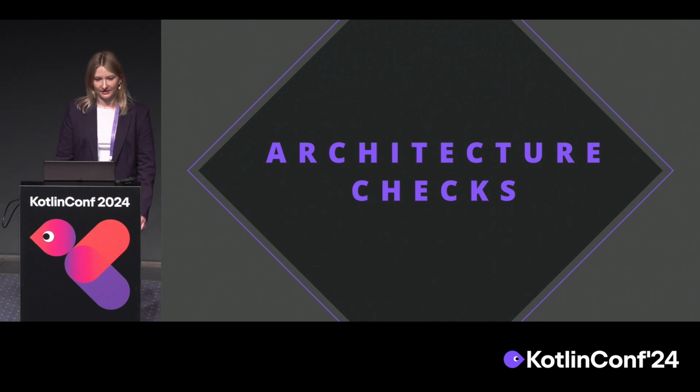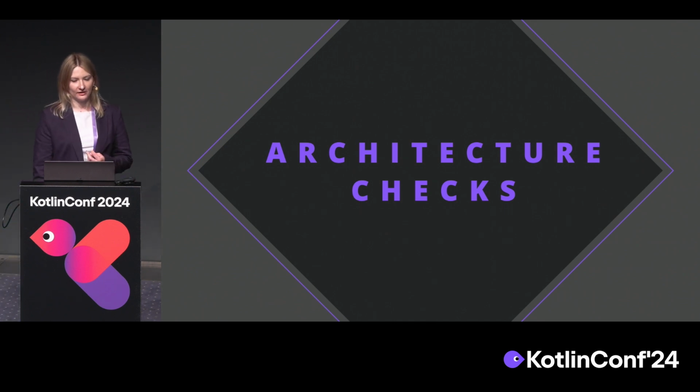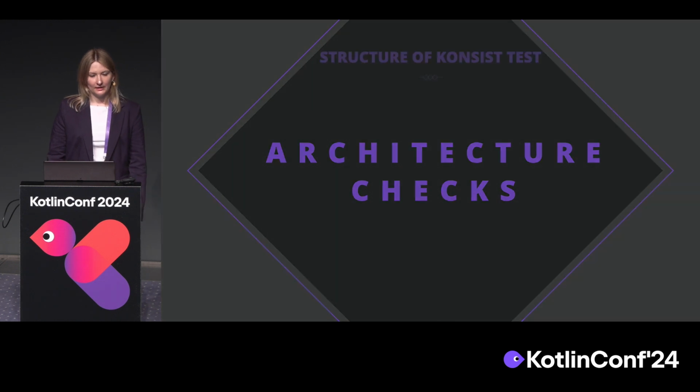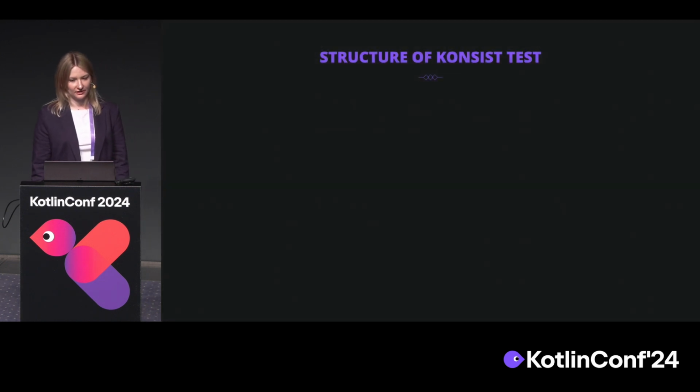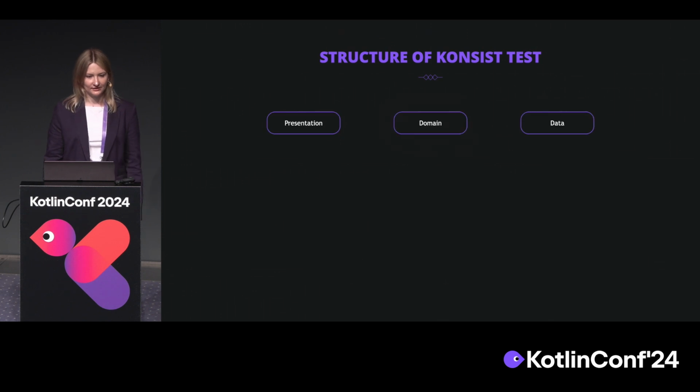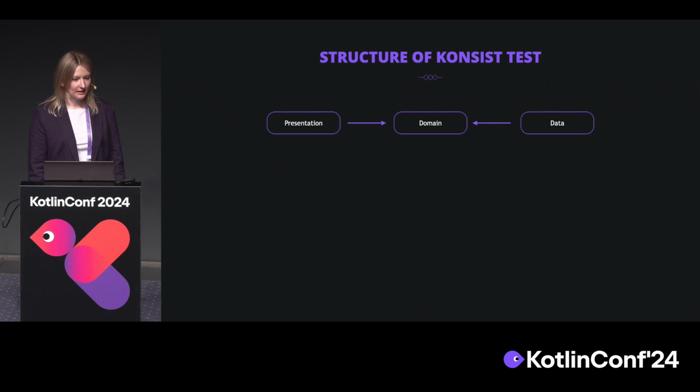Besides declaration checks, Konsist provides a way to verify architectural layers. So let's discuss this feature using a simplified version of clean architecture. So let's look at these three layers: the presentation, data, and the domain one. And we want to, of course, ensure that the presentation and data layer depends on the domain one, and the domain layer depends on nothing.